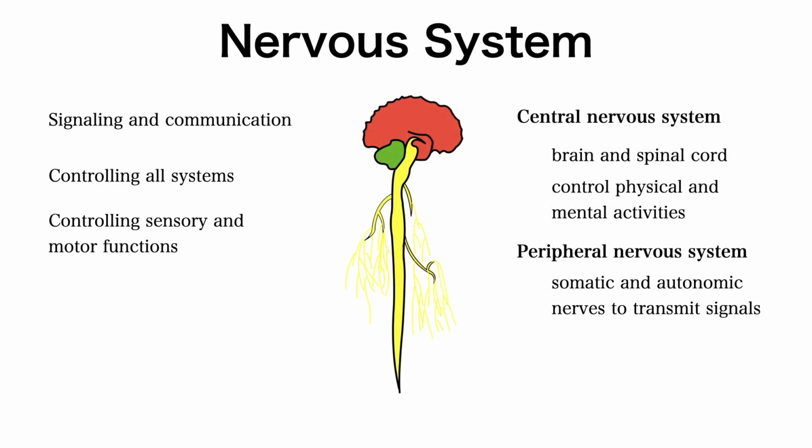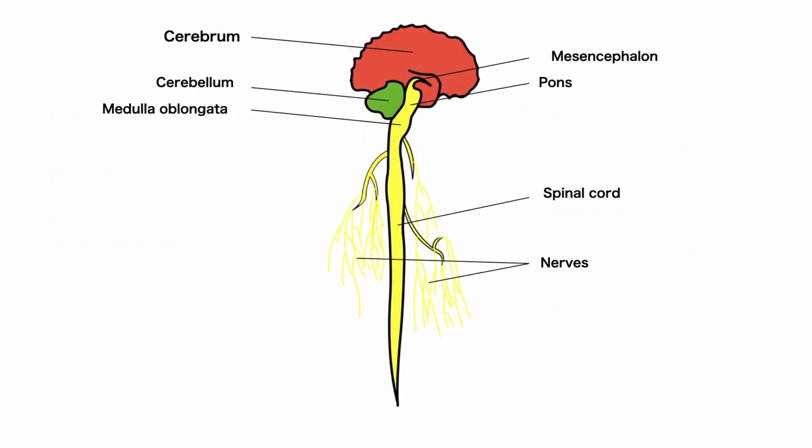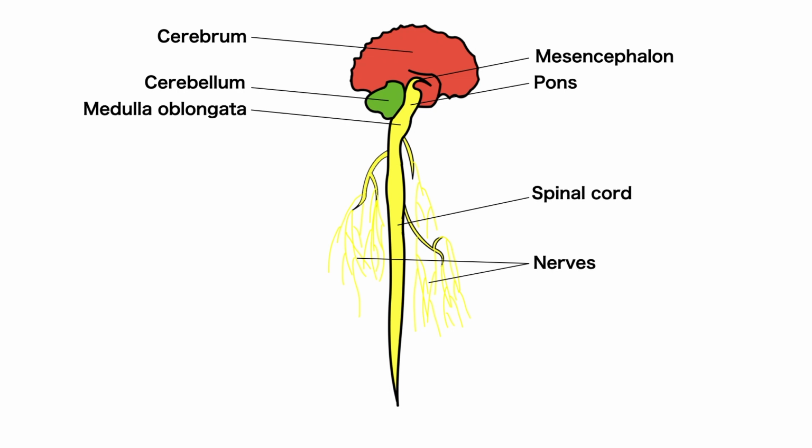Finally, the nervous system controls everything. It is involved in signaling and communication. The central nervous system, consisting of the brain and spinal cord, controls physical and mental activities. The peripheral nervous system includes the somatic and autonomic nerves, which transmit signals throughout the body. The internal organs are connected to the autonomic nervous system and are controlled autonomously. Let's look at the anatomy of the nervous system. Cerebrum, cerebellum, mesencephalon, pons, medulla oblongata, spinal cord, nerves.